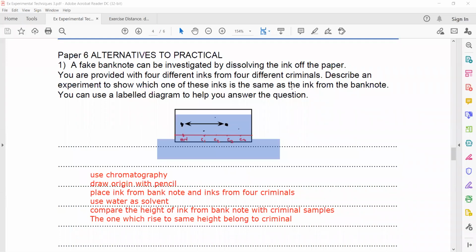The experiment: there's a fake banknote, not an original banknote, and there are samples of inks from four different criminals. So what we did, we took ink from the fake banknote and ink from the four different criminals, and we carried out chromatography, and we check the height to which the ink from the banknote and the inks from the different criminals rise. The one which matches or rises to the same height belongs to that criminal. So this fake banknote belongs to criminal 3 in this example. But you don't have to mention a specific criminal. You just have to outline the experiment.